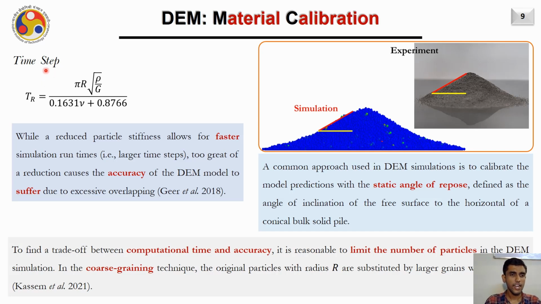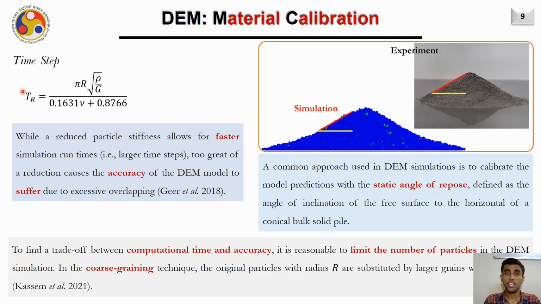Here is one criterion which is used for the computation of the time step. This is called the Rayleigh time step. In the calculation of this time step, you will see that there is an influence of particle stiffness, or the Young's modulus of the particle. So generally what is done in the literature is a sensitivity analysis. That means we try to lower the stiffness of the particles. As we lower the stiffness, the value of the time step increases, and as the time step increases, the computation time comes down. So we lower the stiffness of the particles to get a reasonable computation time.